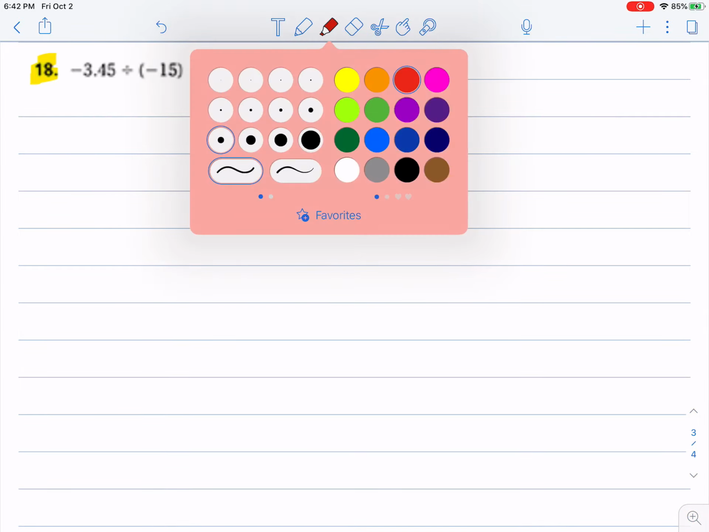Okay, so for this one, I see I have a negative number here and a negative number here. So since this is division with same signs, that means my answer is going to be positive. So I'm going to divide this. I'm going to ignore the negative signs for now, just because I already know that my answer is going to be positive when I get to the end, so I'm not too concerned about that right now.